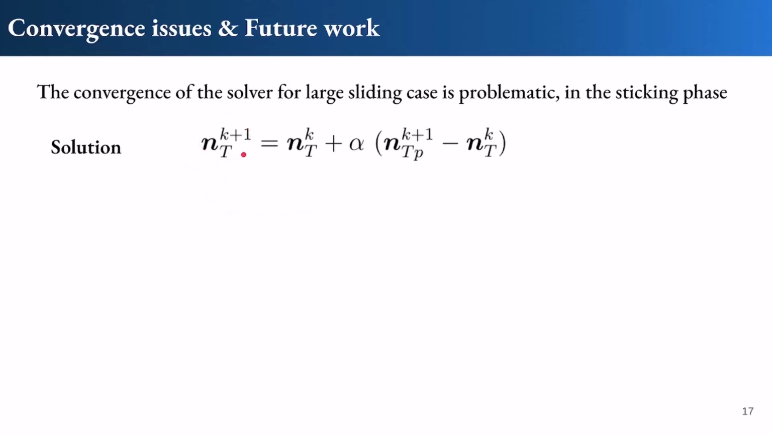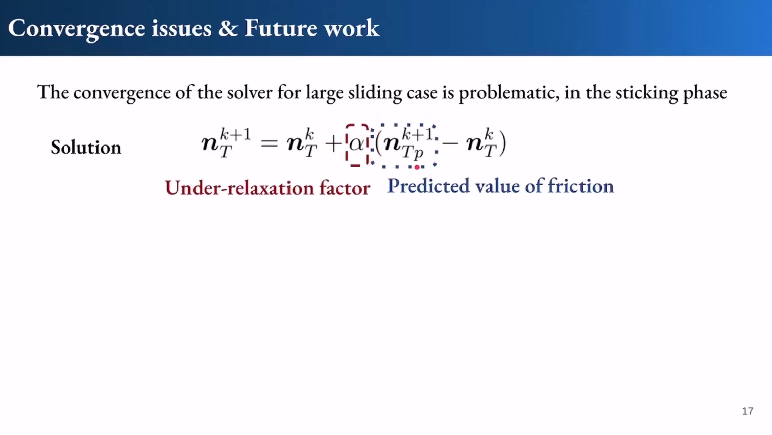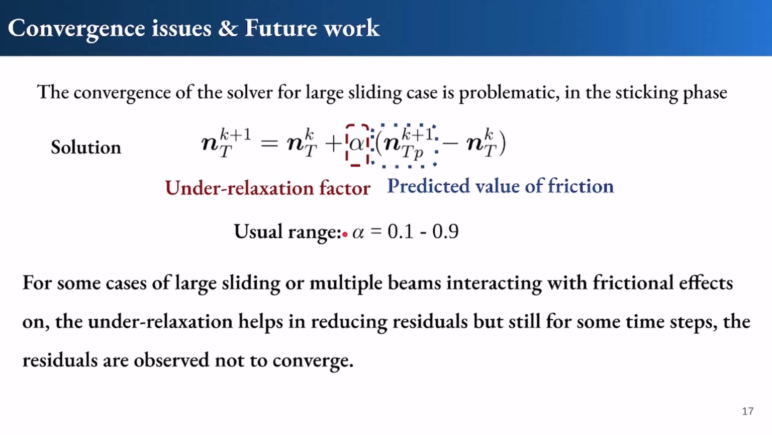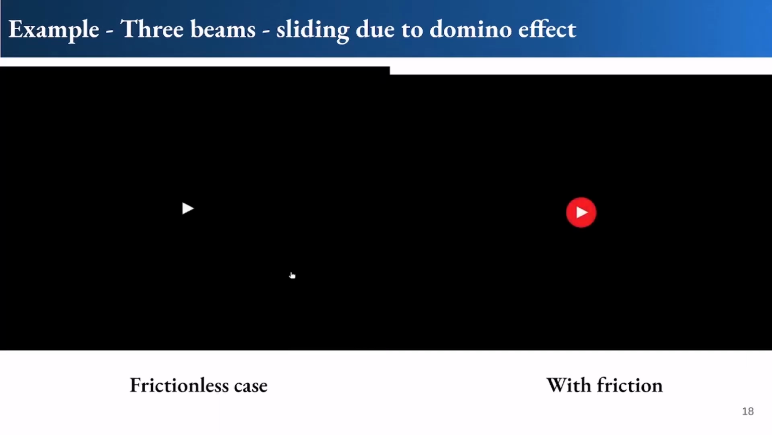Because I'm using an implicit method, an iterative scheme, the frictional contact force in the new iteration is equal to the frictional contact force in the previous iteration plus some under relaxation factor times the predicted value from that iteration. I'm trying to under relax it by some factor, and this under relaxation has resulted in convergence of certain time steps. But even with the under relaxation, there are some small time steps where the residuals are found to decrease but not completely fall below the tolerance level, leading to the maximum number of iterations. So this is one of the problems that I have to consider in future work.